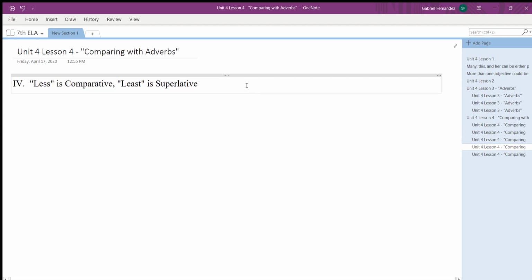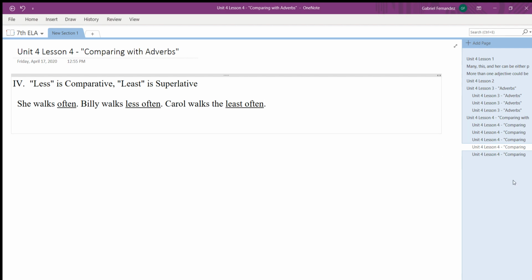Rule number 4. In talking about not things that are more or most, which is a greater comparative form or greater superlative form, in words like less or least that you want to talk about qualities or actions that are less rather than more, you want to use less for comparative and least for superlative. She walks often. Billy walks less often. Carol walks the least often. Okay?